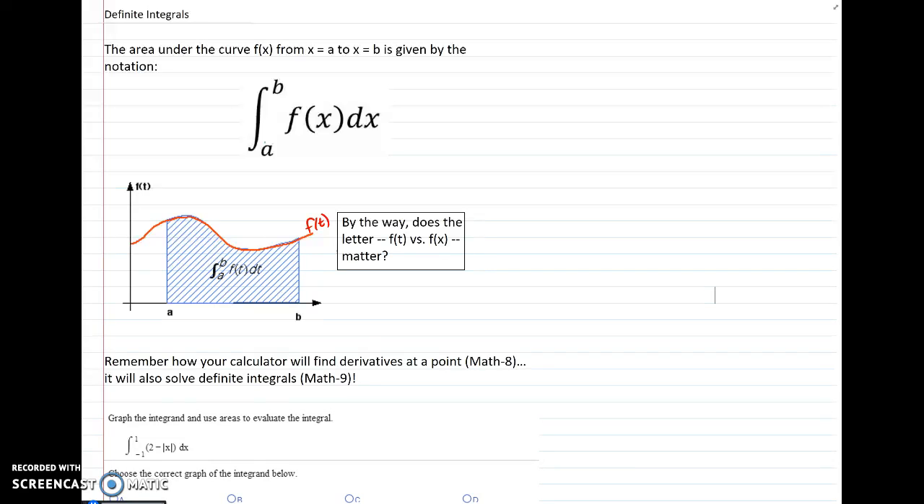All right, guys, if you will, in your notes, find the page called Definite Integrals. That's what we're going to talk about, okay?